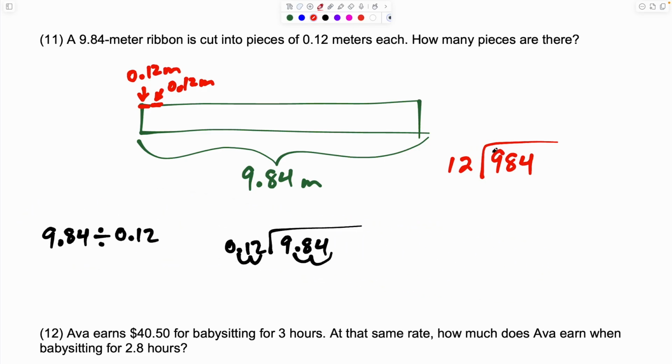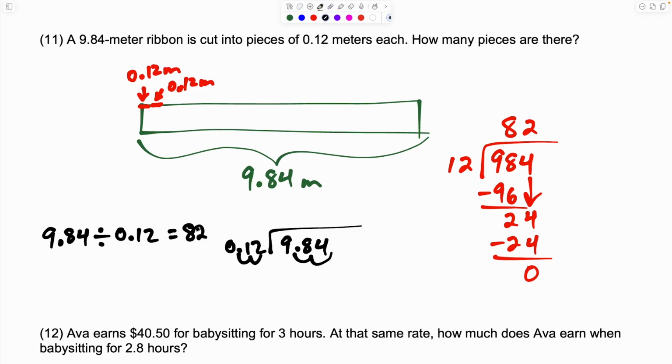I can't do 9 divided by 12, but I can do 98 divided by 12 is 8, and 8 times 12 is 96. When we subtract, we have a remainder of 2. And we bring down the last digit, the 4. 24 divided by 12 is 2, and then 2 times 12 is 24, and we get no remainders. So we work this out, and this works out to 82.